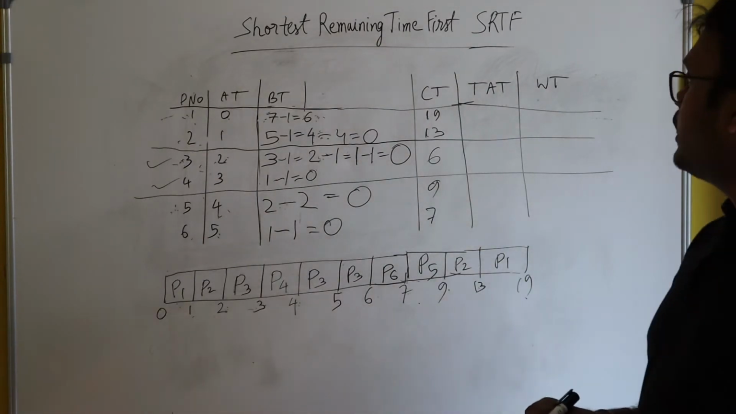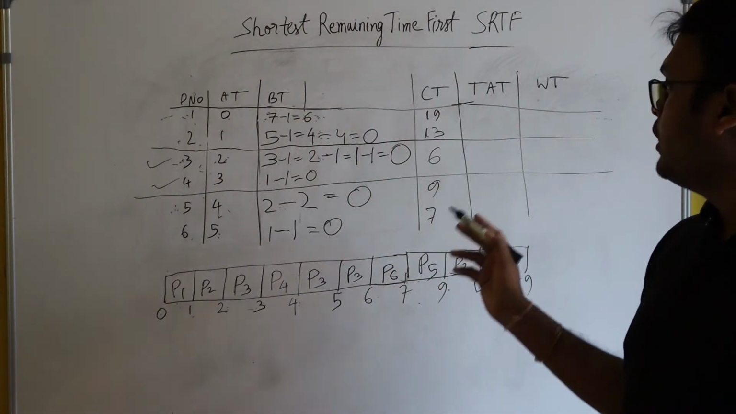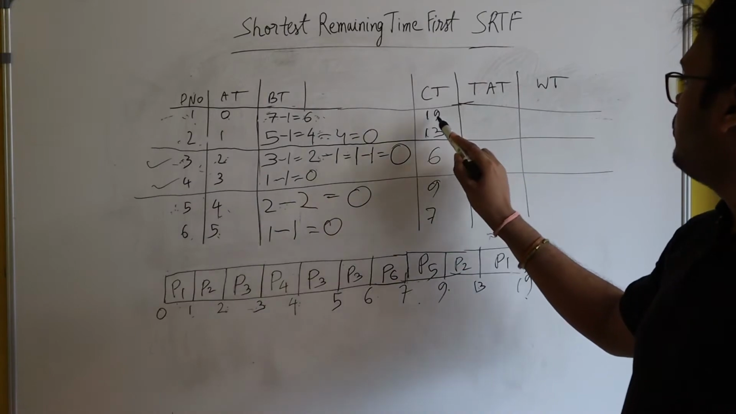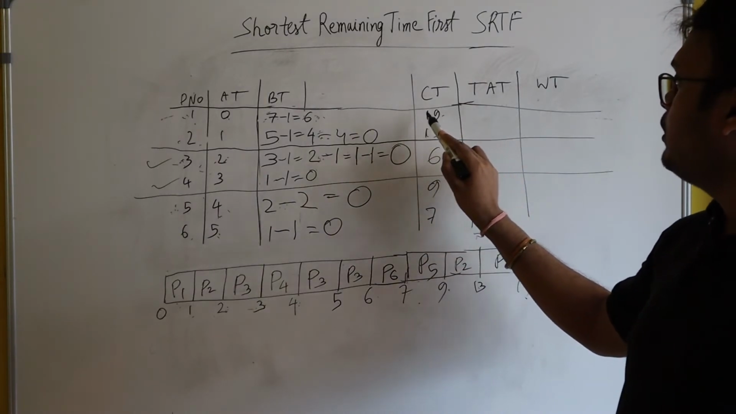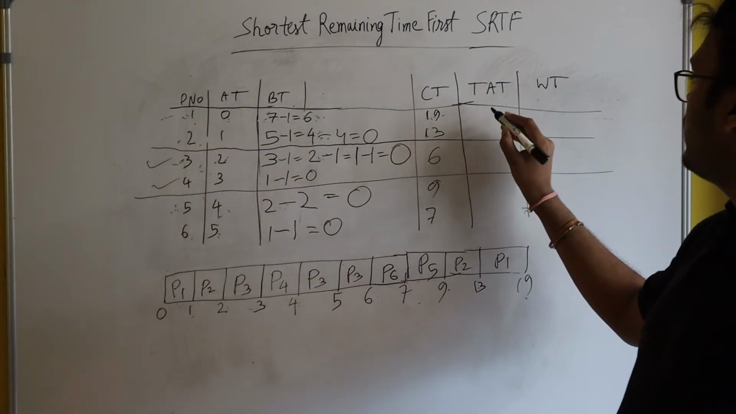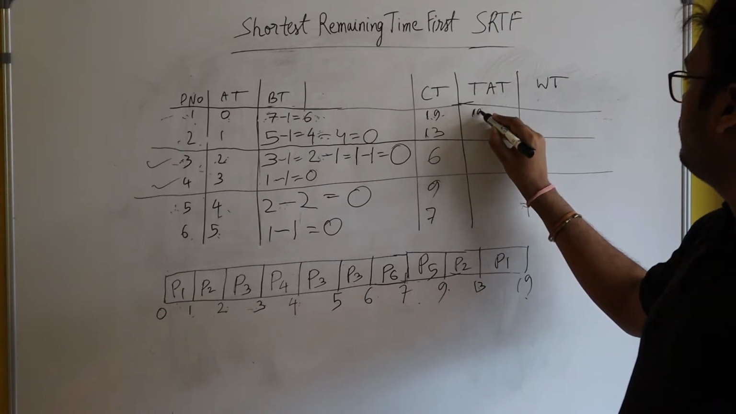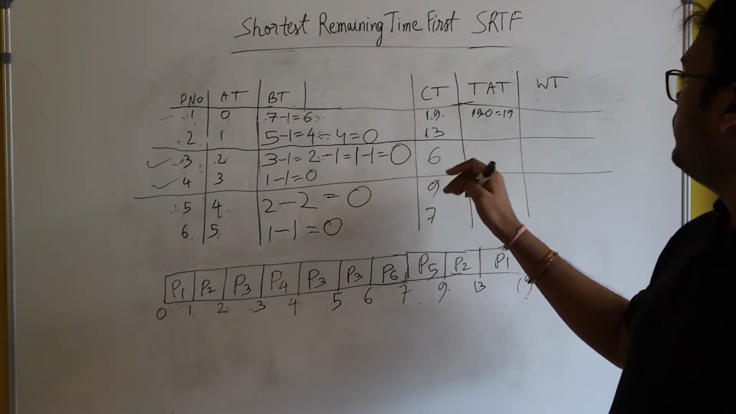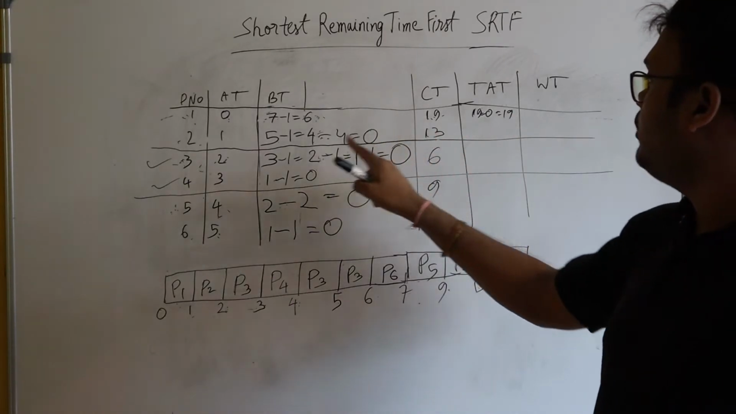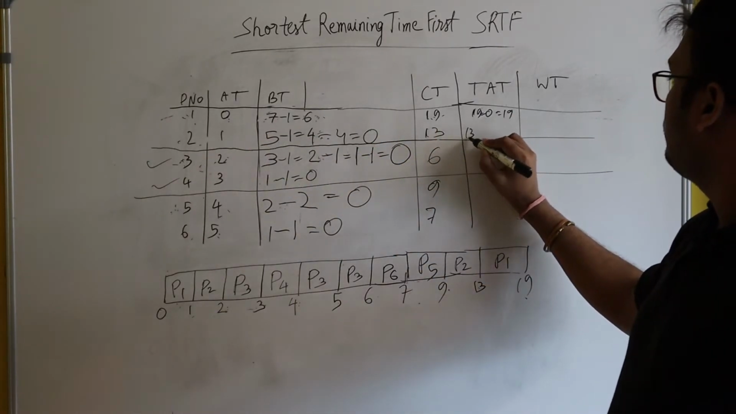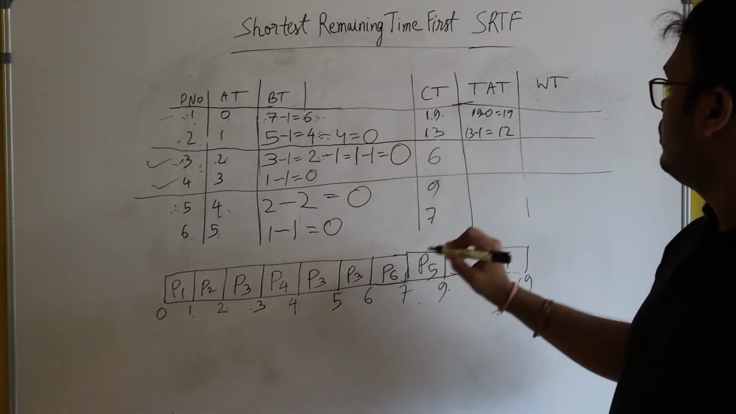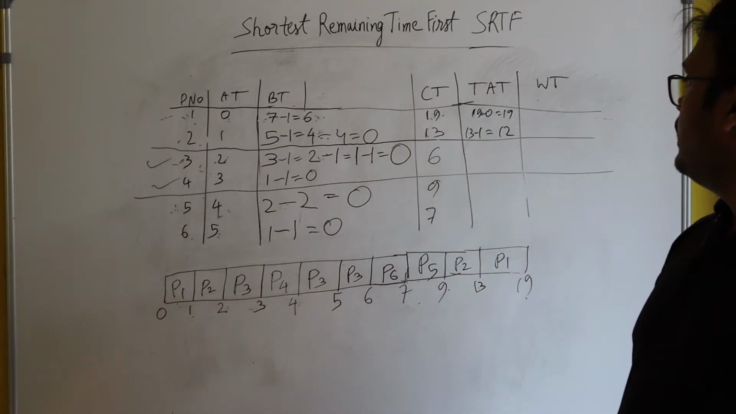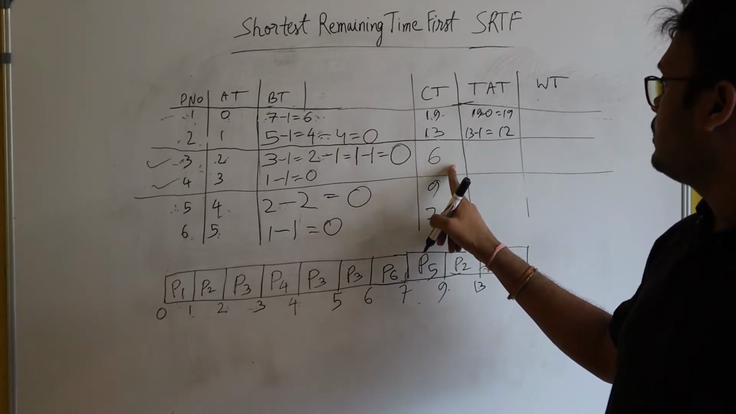So let's calculate the turnaround time. What's turnaround time? Completion time minus arrival time. Completion time is 19 for P1 and arrival time is 0. So turnaround time is 19 minus 0 is equal to 19. For P2, turnaround time is 13 minus 1, which is equal to 12. For P3, it is 6.